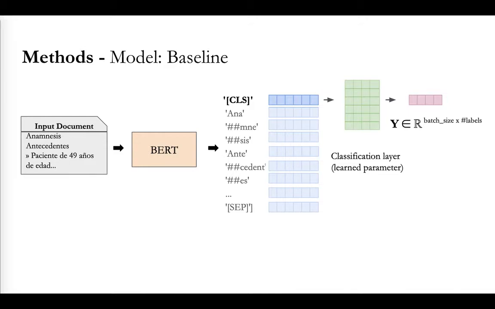Next, our baseline model is just a simple BERT encoder, which takes an input document and outputs this CLS vector, which represents the entire document, which we then pass to a classification layer, which gives us Y, our vector that we use to make our model's predictions.